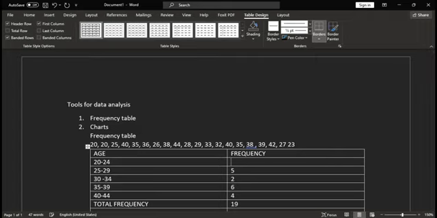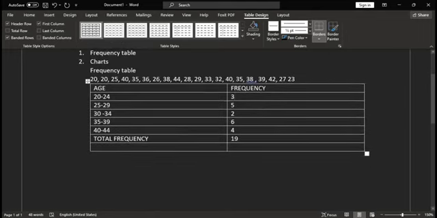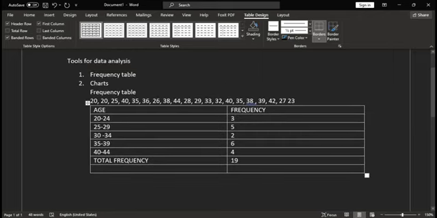So you see why a frequency table is very important. At the end of the day, you're supposed to have the same number of data as your total frequency. So this is what a frequency table looks like. Instead of going to check your data one after the other in order to analyze it, you simply group it. Age range of 20 to 24, we have 3 different ages.